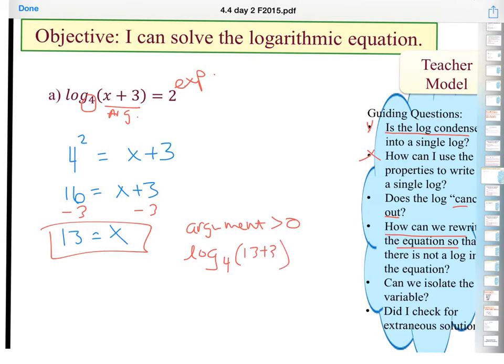And I can confirm that log base 4 of 16 would be 2, so this does check out, and it turns out that we do not have any extraneous solutions. But if we had gotten an answer where, when we plugged in our number, our argument turned out to be negative or 0, that would be a case where what we solved for was actually an extraneous solution.